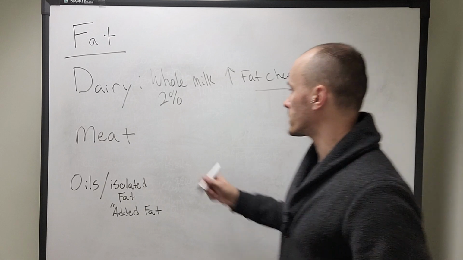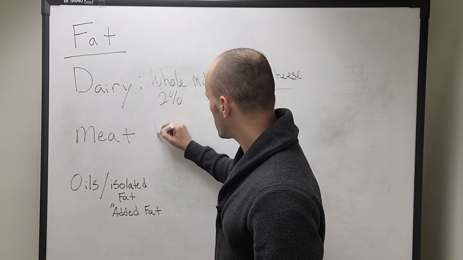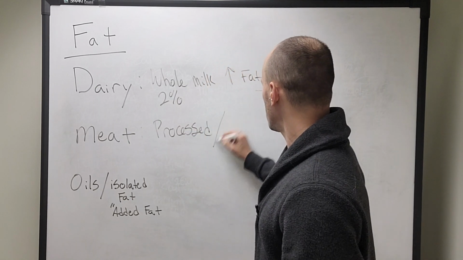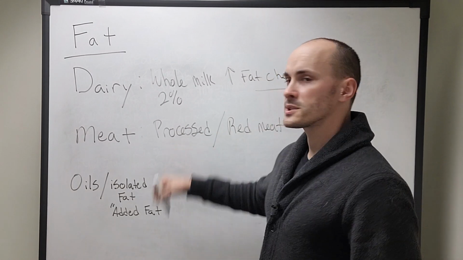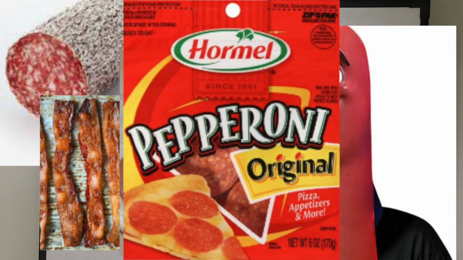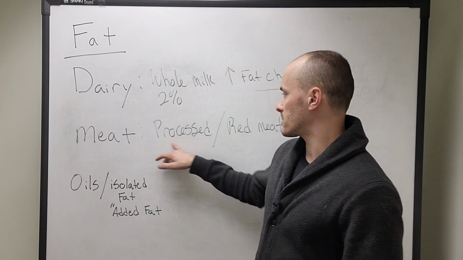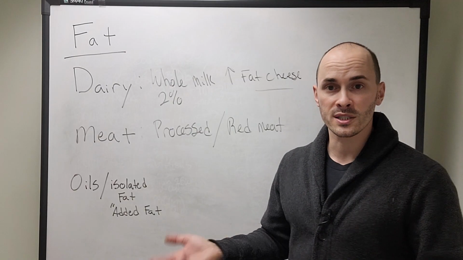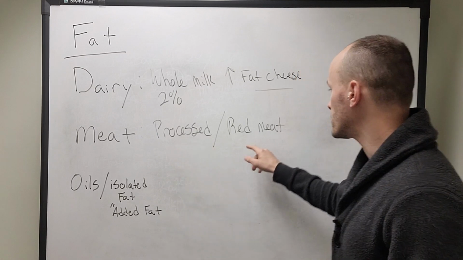The second category here is meat. So your big sources of fat in meat are going to be your processed and your red meat. Your processed meat means sausage, bacon, bologna, hot dogs, pepperoni, anything that you would find on a meat lover's pizza. We're thinking deli counter type stuff. So it has nitrates, nitrites. If it has something that's used to cure it, it's going to be considered a processed meat.